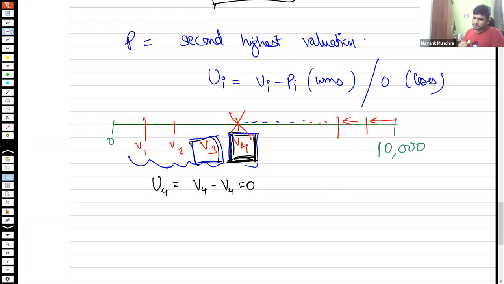Okay. So this auction theory is basically a very wide syllabus. A lot of people work on it.